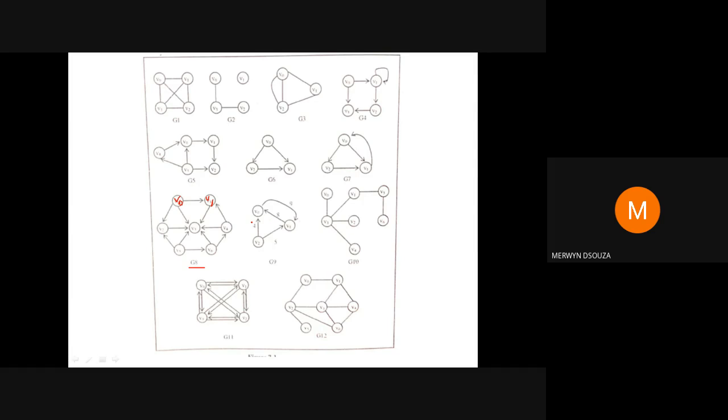Then maximum edges in a graph. For an undirected graph, the formula is given like this. If there are n vertices, then the formula for the maximum number of edges is given by this for an undirected graph. And for a directed graph, the formula is n into n minus 1. So for undirected and for directed.